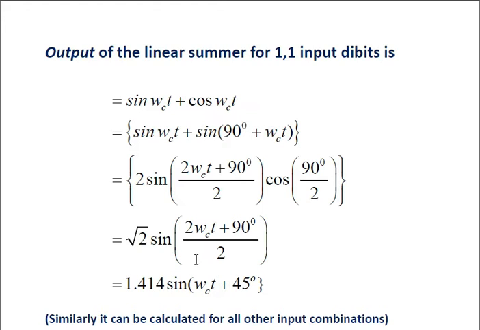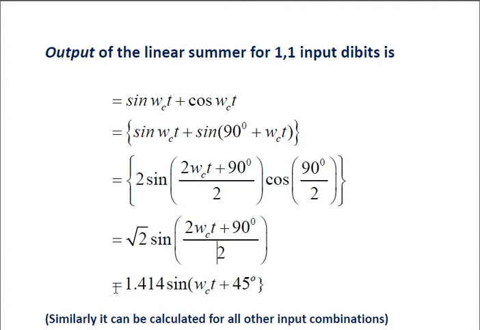So we get root 2 upon 2, okay. Then the root 2 sine of omega ct, basically divided by 2, and plus 90 degree divided by 2 means here it is 45 degree, and root 2 is nothing but 1.414 sine omega ct plus 45 degree. Means basically the output from the QPSK is defined here: 1.414 sine omega ct plus 45 degree.